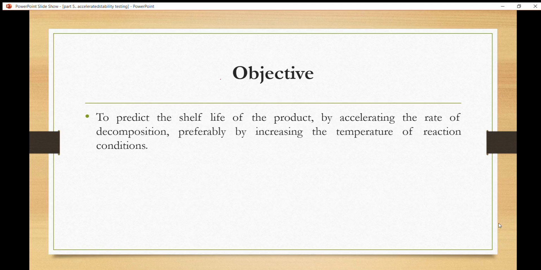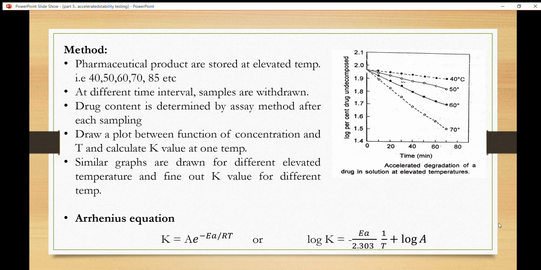The main objective of accelerated stability testing is to predict the shelf life of a product by accelerating the rate of decomposition, preferably by increasing the temperature of the reaction condition. Now we will discuss how to perform this accelerated stability testing, or stress condition, or how to determine the shelf life or expiry date of a pharmaceutical product.